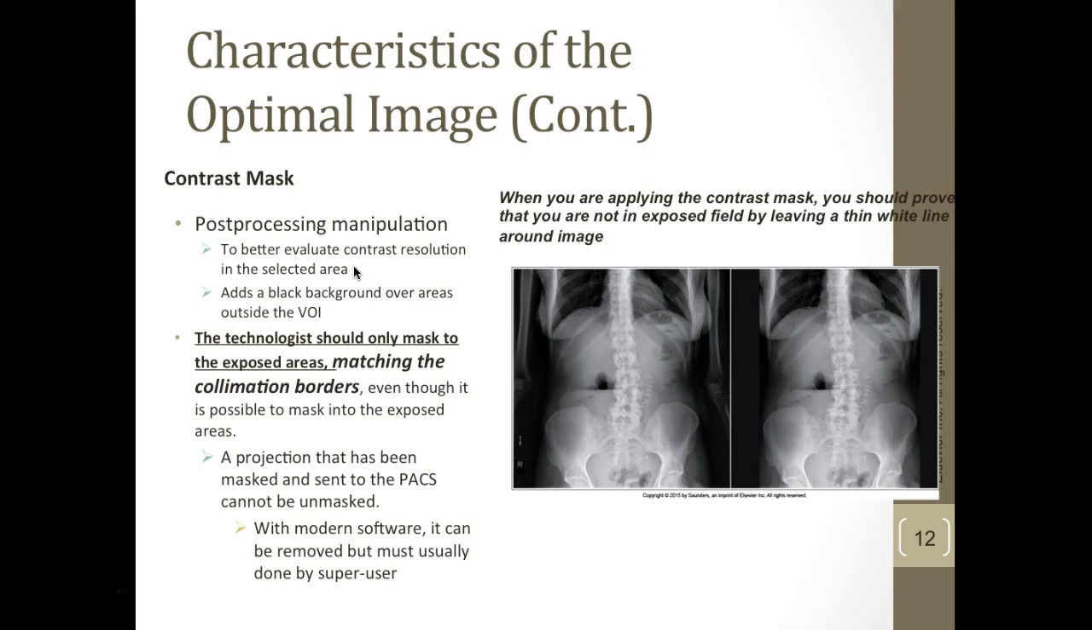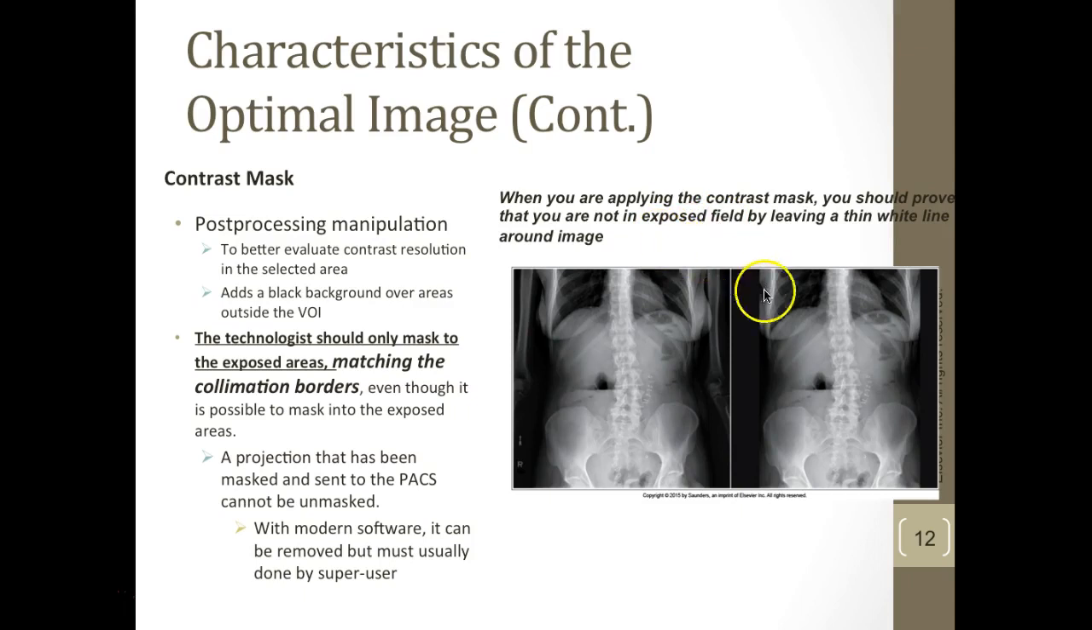But if there is anatomy within the image, you cannot cover up the anatomy. So the technologist should only mask to the exposed area, matching the collimated borders. So you are never, never, never to apply this masking over anatomy. So when you are applying the contrast mask, you should prove that you are not in the exposed field by leaving a thin white line around the image.